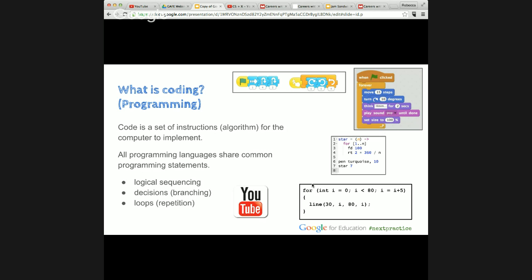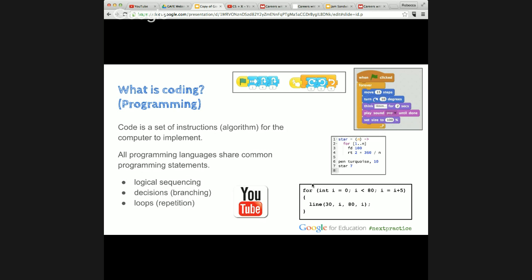So, for example, logical sequencing is one. So it's really important that code has a logical sequence and that it makes sense, because the computer can't guess if you have an instruction out of place. So that's one thinking process that's really important.